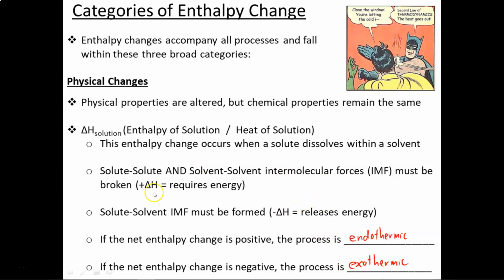It's just like a business. Every business must spend money to make money. If you spend more money than you make, you're going to go out of business. You're going to have a debt. If you make more money than you spend, then it's a very profitable business. Well, same thing. If you absorb more energy breaking up these intermolecular forces than you release, it's going to be endothermic. If you release more energy than you absorb, then it's exothermic.